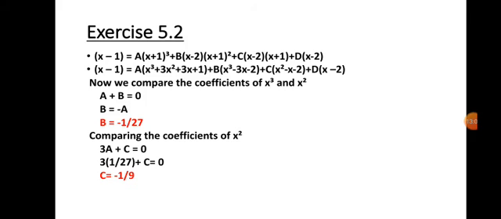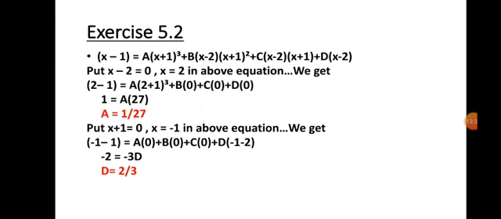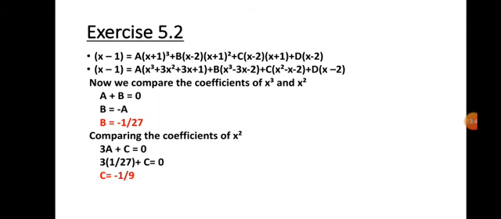When we put the value of a, that is 1 over 27, in place of a, we will get 1 over 9 plus c is equal to 0. If we take 1 over 9 to the other side, we will get c is equal to minus 1 over 9. So in this way, students, we have got all the unknown values. a is equal to 1 over 27, d is equal to 2 over 3, b is equal to minus 1 over 27, and c is equal to minus 1 over 9.